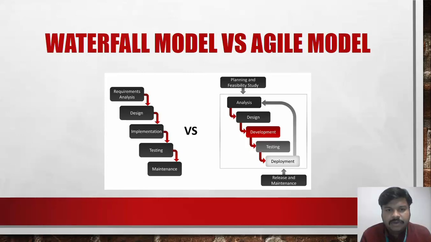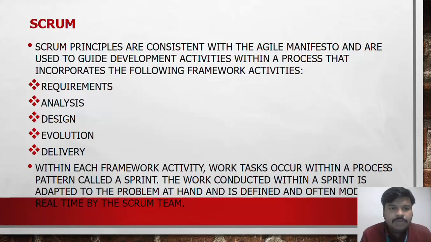So in the Agile model, we are going to discuss Scrum. Scrum principles are consistent with the Agile manifesto and are used to guide development activities within a process that incorporates the following framework activities. That is, in Scrum, we are going to deal with the requirement phase, analysis phase, design, evolution, and delivery. Within each set of framework activities, the work tasks occur within a process pattern called a sprint. So we will be discussing it as a sprint. The work conducted within a sprint is adapted to the problem at hand and it is defined and often modified in real time by the Scrum team.